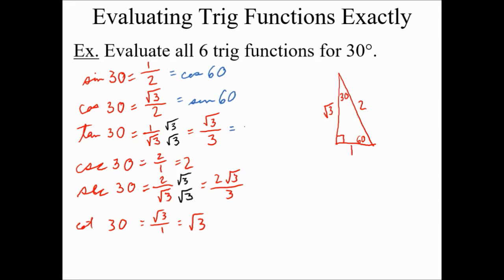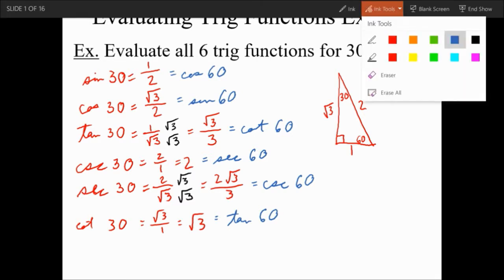Tangent of 30 is equal to the cotangent of 60. Remember, this is all because 30 and 60 are complementary. They add up to 90. The cosecant of 30 is equal to the secant of 60. The secant of 30 is equal to the cosecant of 60. And the cotangent of 30 is equal to the tangent of 60. We could absolutely find all 6 of those ratios for 60 degrees by doing the same thing. Look at the triangle, find opposite over adjacent. But if we remember that relationship, we can save ourselves some effort.